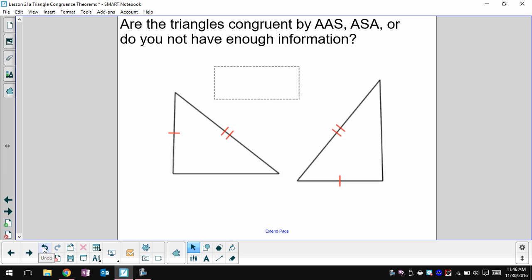I'm going to do one more with you, and then I'll let you try one on your own. We want to do the same thing here. So in these two triangles, I have one pair of corresponding sides congruent there. I have a second pair of corresponding sides congruent. And then I don't know anything else about these two triangles. There's no more markings. There's nothing else that this picture tells me. So I don't have enough information to say anything about these two triangles. They might be congruent to each other, but I don't have enough information to say that for sure. So you might write NEI or not enough info, something like that.